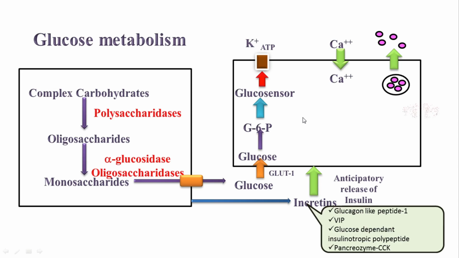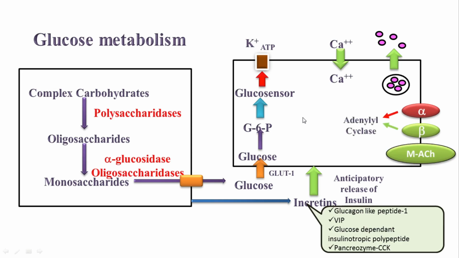Simple. Apart from that, alpha receptors and beta receptors, which are adrenergic receptors, can act via adenylyl cyclase and cause inhibition and release of insulin. So alpha receptors, when stimulated, cause inhibition of insulin release. Beta receptors will cause enhancement of insulin release. The M-acetylcholine receptor via IP3-DAG pathway and calcium also causes insulin secretion.